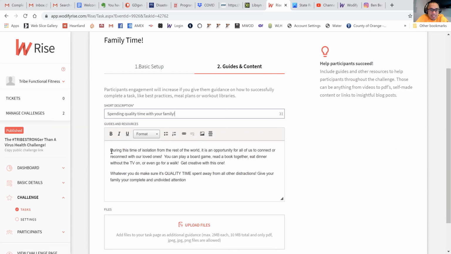And here we put, during this time of isolation from the rest of the world, it is an opportunity for all of us to connect or reconnect with our loved ones. If you haven't talked to a loved one in a long time, this could be the perfect time to do it, okay? You can play a board game, read a book together, eat dinner without the TV on, or even go for a walk. You can FaceTime people, whatever it is, right? Make sure it is not something that you actually have to accomplish. It's not a task. It's just quality time spent away from all your other distractions. And give your family or your friends your complete 100% undivided attention.